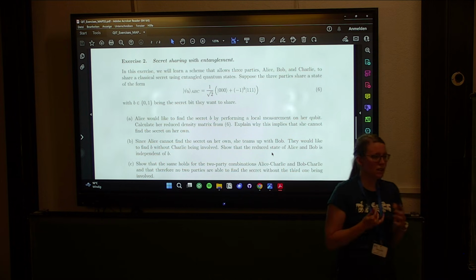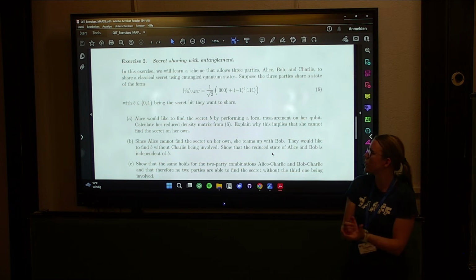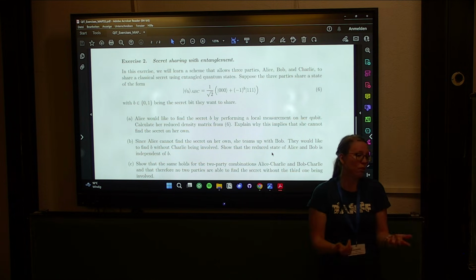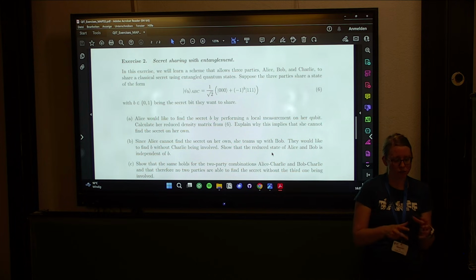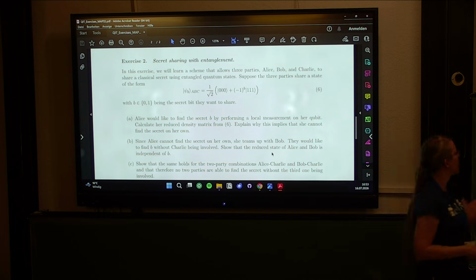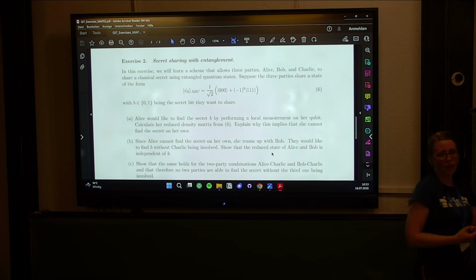Let's say the first thing that Alice tries is she has one part of this three-partite state in her home, and she tries some local operations. She sees if she can get this information just from her local state. I want to see how well Alice can do that.